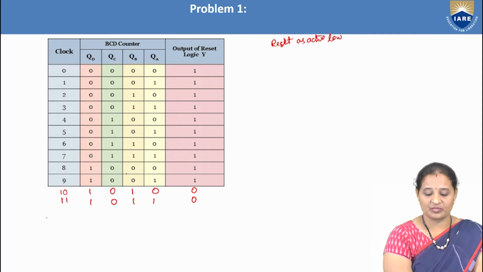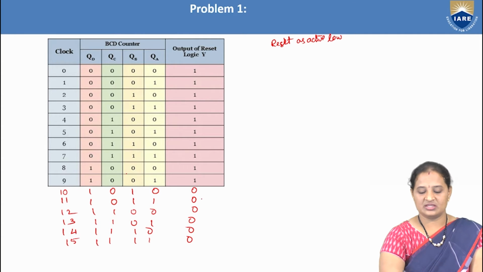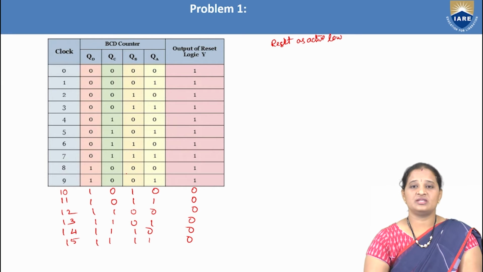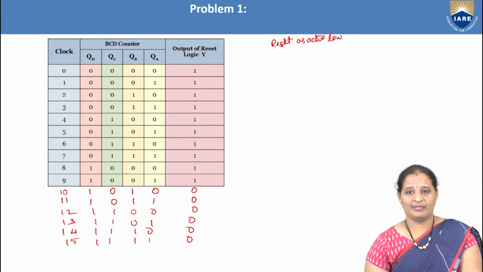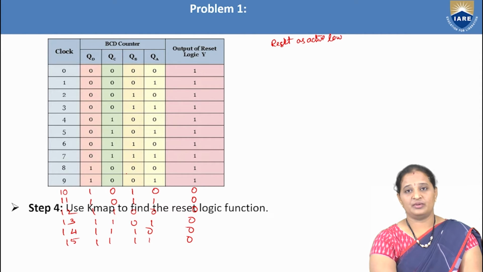So that is why the reset output should be 0 for 10, 11, 12, 13, 14 and 15, that is 1, 0, 1, 0 through 1, 1, 1, 1. So this is the truth table of the counter because we are designing a BCD counter. All the 6 states from 1, 0, 1, 0 to 1, 1, 1, 1 will be considered as invalid states. So this is the truth table of the BCD counter.